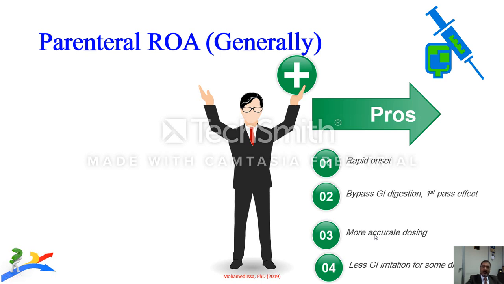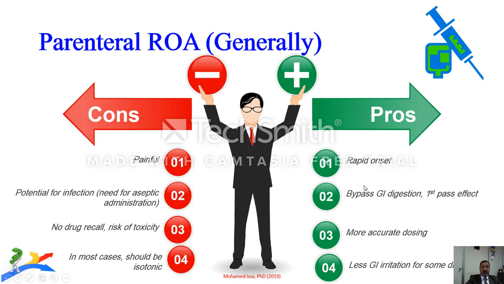You know exactly what's the amount of drug reaching the general circulation. And of course, less GIT irritation for some drugs. For some drugs that are irritant for the GI tract, we can go for a parenteral route. Challenges, of course: painful. You are using needles. You are going to inject the drug into the patient using a needle, so it's painful.